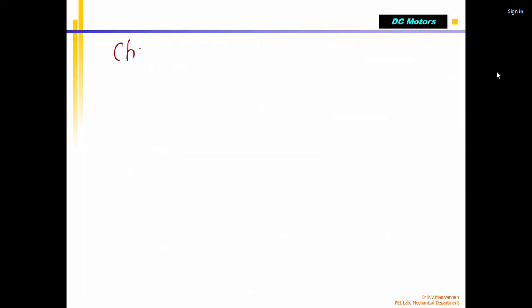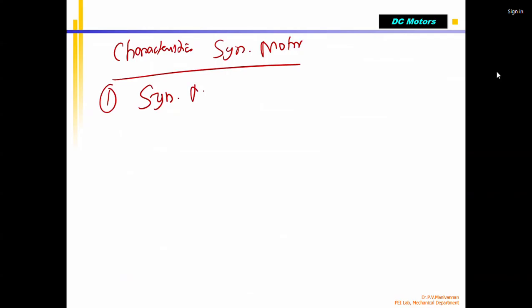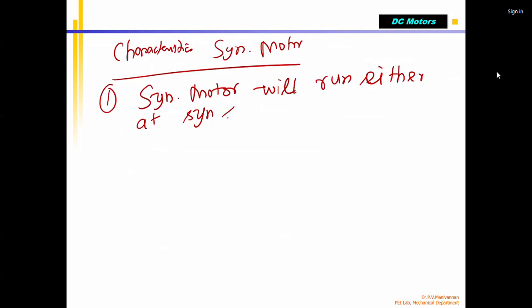Main important characteristics of a synchronous motor. One is that the synchronous motor, we are talking about the AC synchronous motor, will run either at sync speed or close to sync speed. We will say why later. Sync speed means the speed at which the magnetic field is rotating.